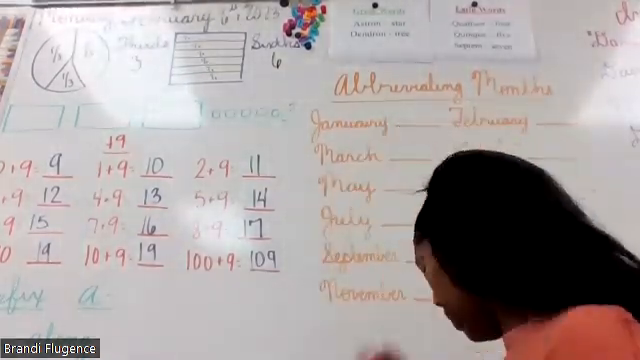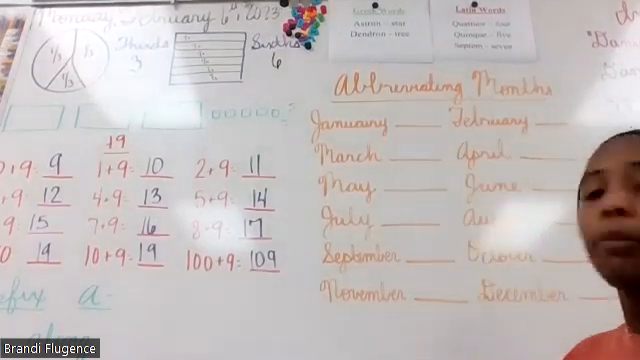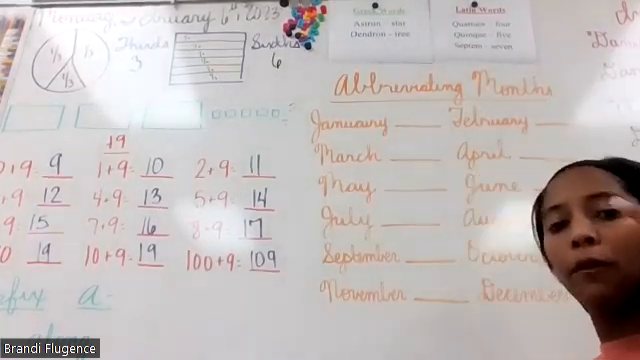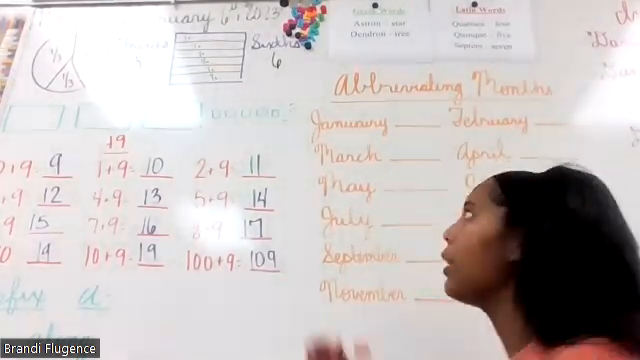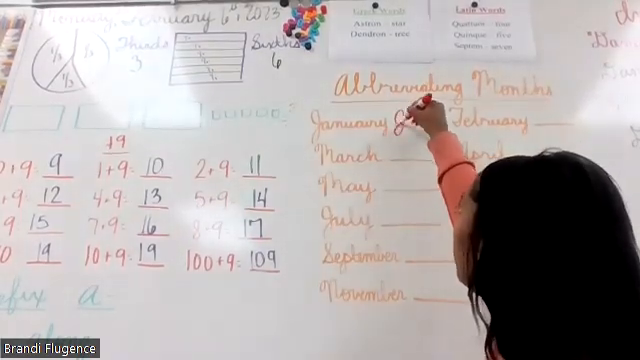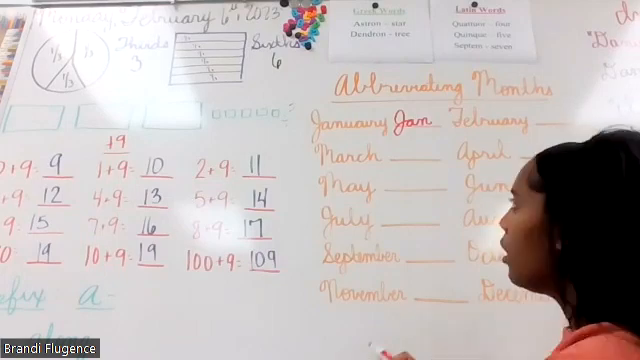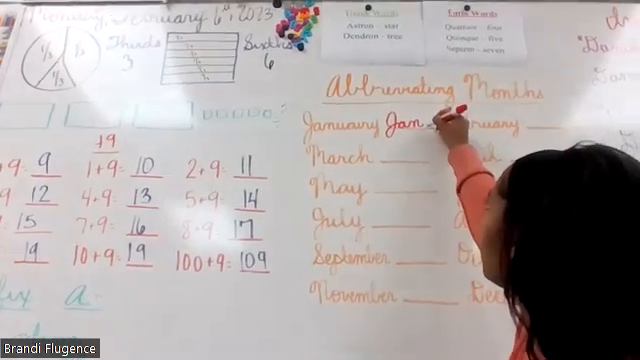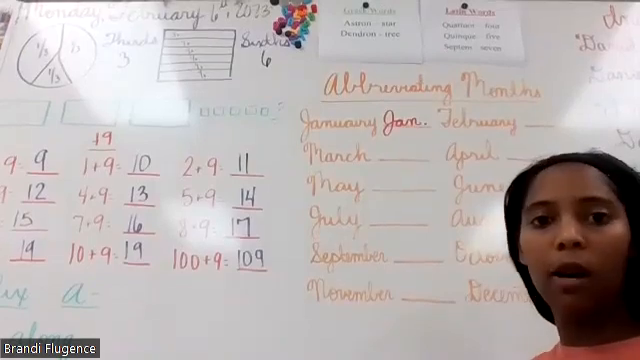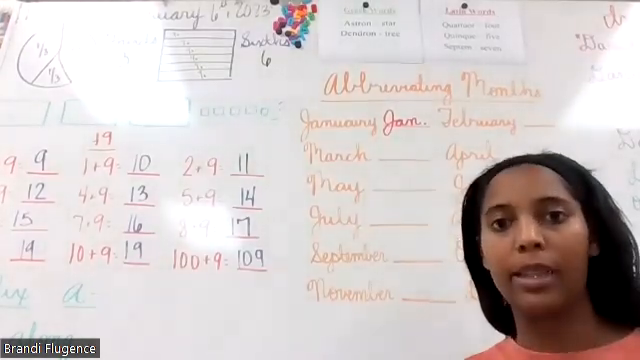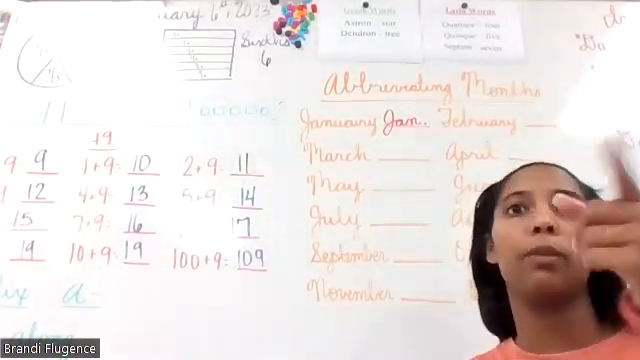So look at January. If we abbreviate January, I'm putting the first 3 letters of January. So that's capital J-A-N, and then at the end we put a dot. That's how I abbreviate January. That's a shorter way to write January. Go put that in your book.